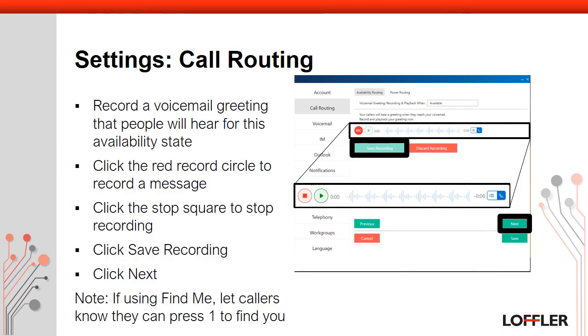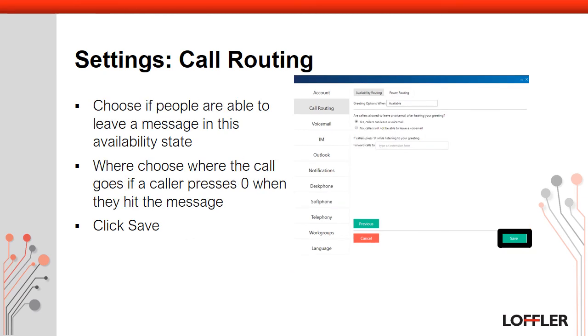The next step is to record a voicemail greeting that people will hear for this availability state. Click the red circle to record a message. The red circle will become a gray square. Click the gray square to stop recording. Click Save Recording when you are satisfied with your greeting and click Next. Please note, if you are using Find Me, let callers know that they can press 1 to try and find you. Select if callers are allowed to leave a voice message in this availability state.